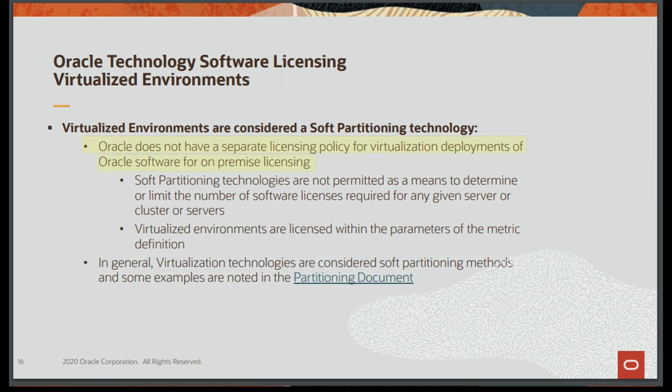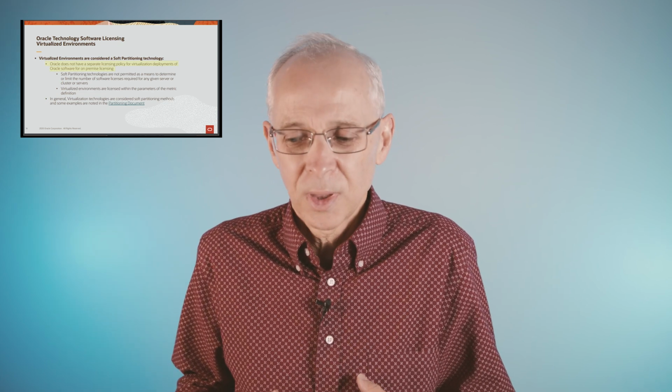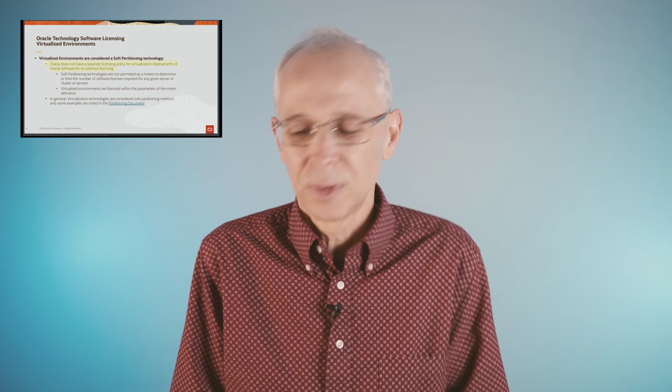More of the same on slide 16. Notice this interesting statement: Oracle does not have a separate licensing policy for virtualization deployments of Oracle software for on-premise licensing. End of quote. The implication here is because the contract doesn't expressly discuss VMware or hypervisors for that matter, you can't. And Oracle is arrogating to say, we're going to make up our own rules on the fly for that. That is a ludicrous, illogical assertion.